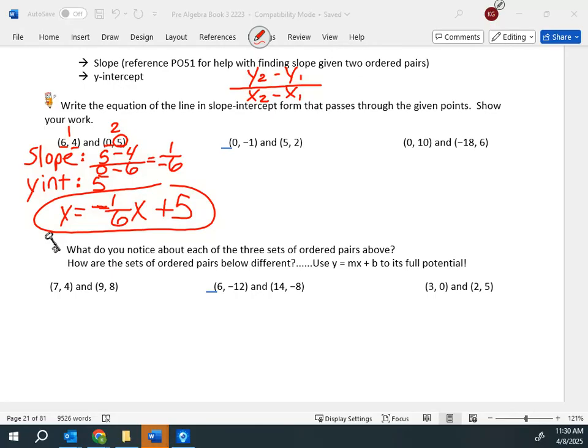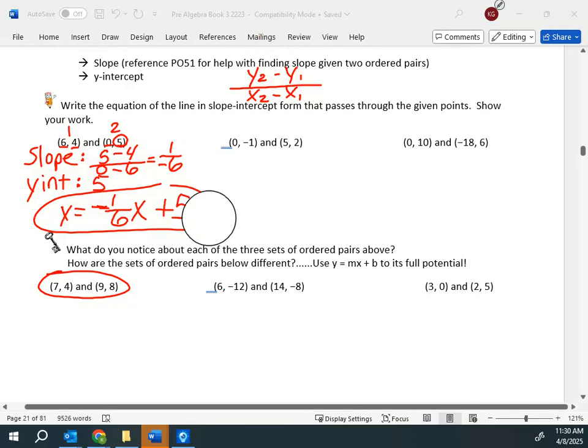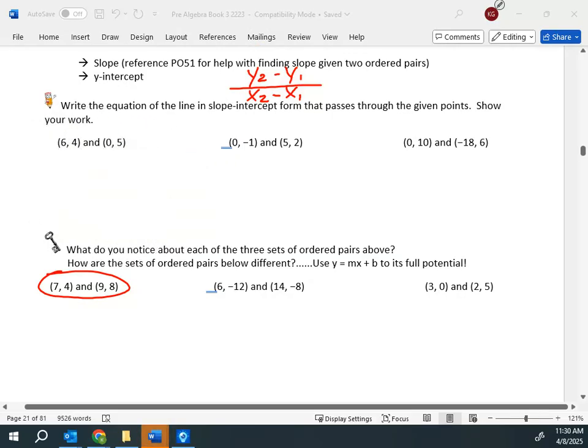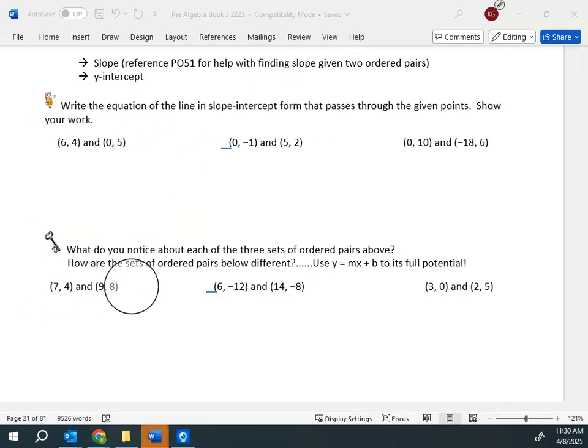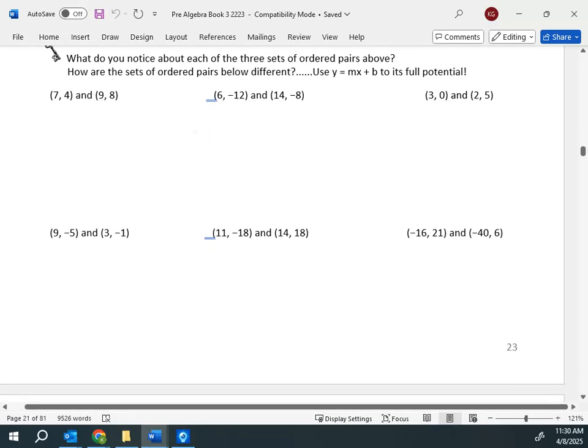Sometimes we're going to have two ordered pairs that don't have it easy peasy for us with a 0 for an x. What do we do then? It's easy when we're given that 0 for an x and we know right away what our y-intercept is. Let's look to see what we do when we don't know the y-intercept and we have to actually find it.